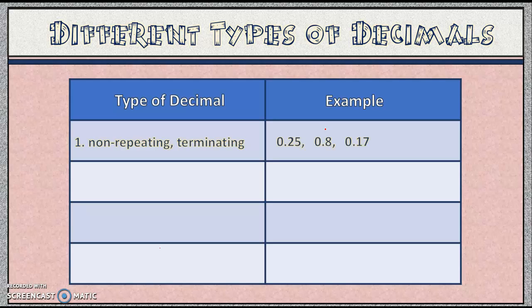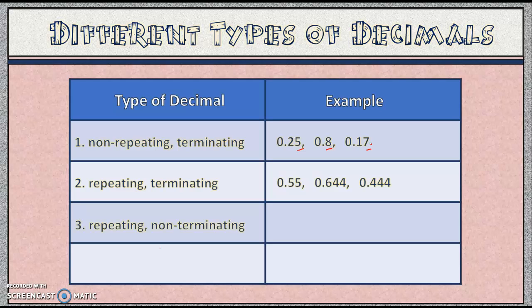Example, 0.25. There is no digit that is being repeated, and it is terminating: there is a last digit, or it ends. Next, number 2, repeating and terminating. Example 0.55, 0.644, and 0.444. Number 3, repeating and non-terminating.